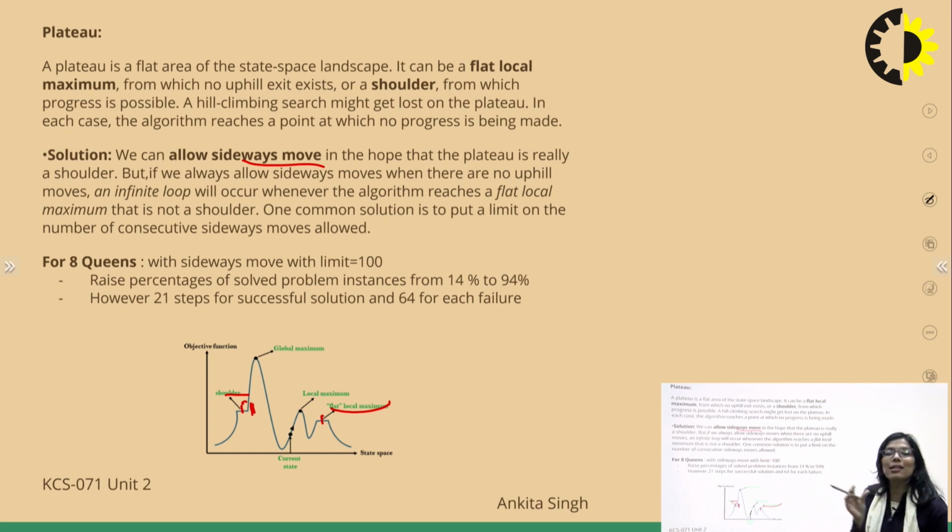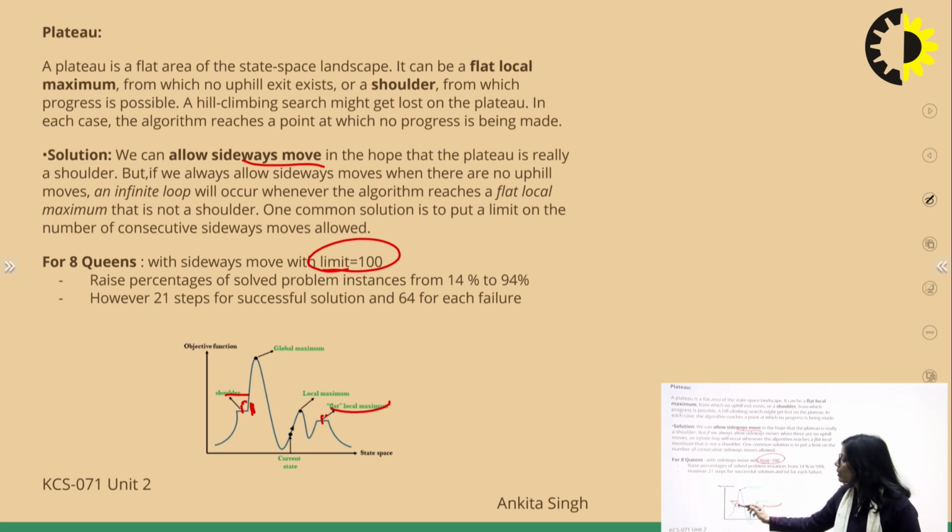So we can limit the number of sideways moves, right? Suppose I am allowed sideways moves at this point, so I will be indefinitely stuck in this loop, right? But I have a fixed limit. If I put a limit of 100, then I can say that if I am at this position, I can reach the global maxima.